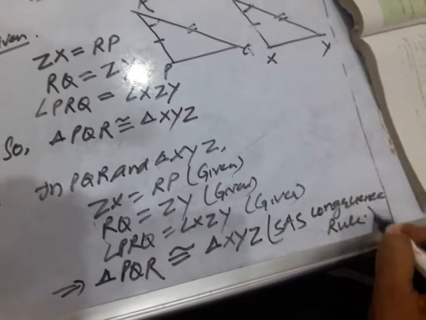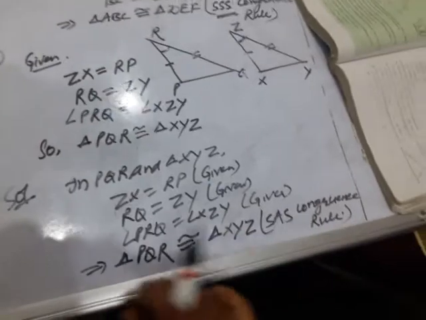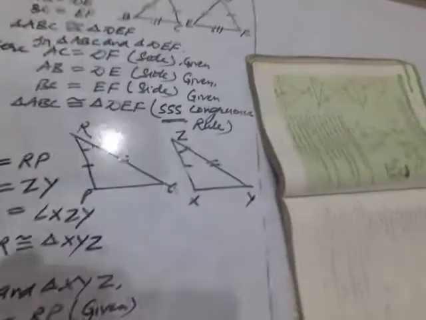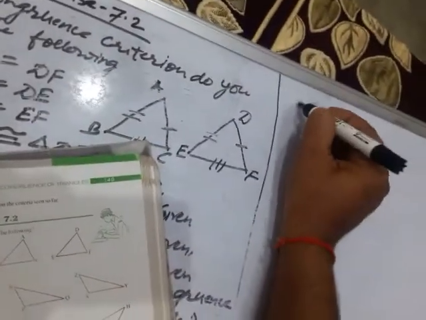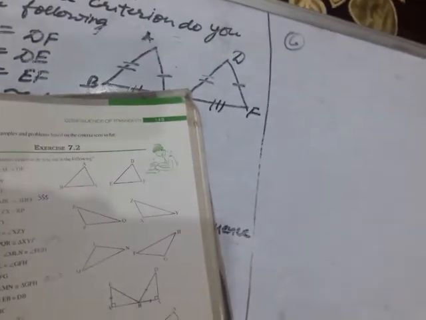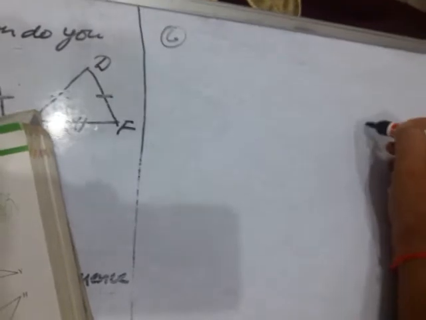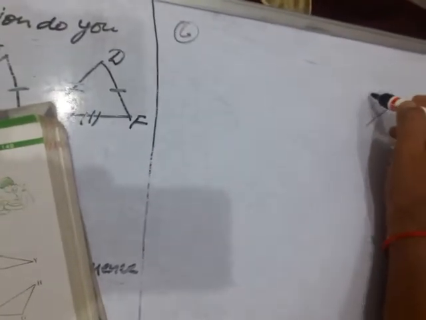SAS congruence rule. Okay, children, now coming to the next part. I hope you are following each and everything. Question number C. What is the C part? Here two triangles are given like this. The figure is given in this way.